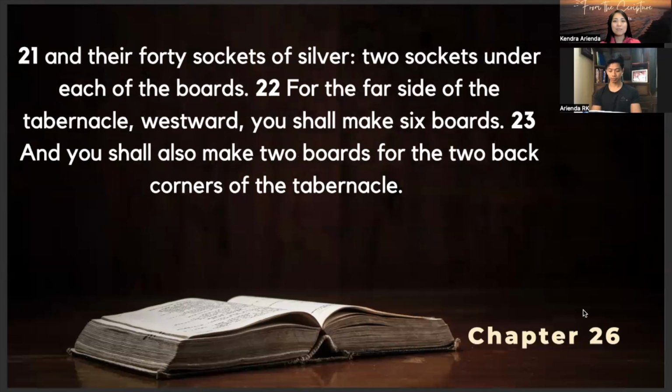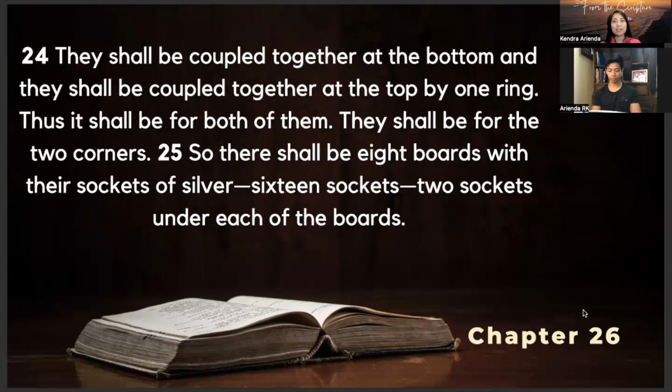And there shall be 40 sockets of silver, 2 sockets under each of the boards. For the far side of the tabernacle, westward, you shall make 6 boards. And you shall also make 2 boards for the 2 back corners of the tabernacle. They shall be coupled together at the bottom, and they shall be coupled together at the top by 1 ring. Thus it shall be for both of them. They shall be for the 2 corners. So there shall be 8 boards with their sockets of silver, 16 sockets, 2 sockets under each of the boards.